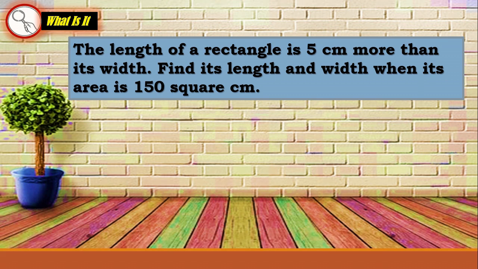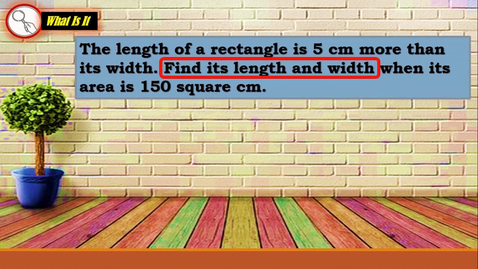Now take note here that we are looking for the length and the width. And that the width is the basis for the measurement of the length. In this particular problem, the length of the rectangle is 5 more than the width. So we must know the width first before we get the length. And of course, it is given that the area of that rectangle is 150 square centimeters.